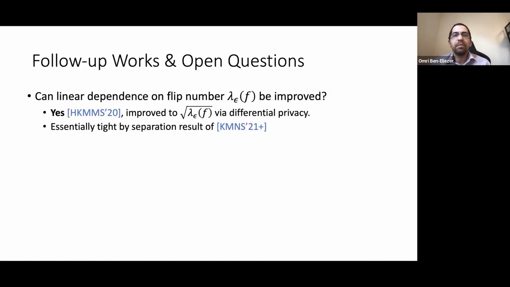Okay, and some follow-up works and open questions. In our works, the dependence on the flip number was linear, and one may ask whether it can be improved. In fact, it was shown by Hassidim, Kaplan, Mansour, Matias, and Stemmer that you can improve the dependence to the square root of the flip number. Sometimes the dependence on the other parameters is worse, but in problems where the flip number is large, this is preferable. And this square root dependence on the flip number is essentially tight for some problems. The separation result of static streaming versus adversarial streaming implies that this square root dependence is optimal in some cases.